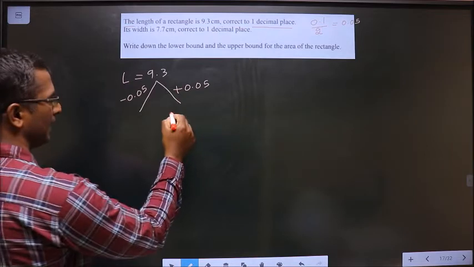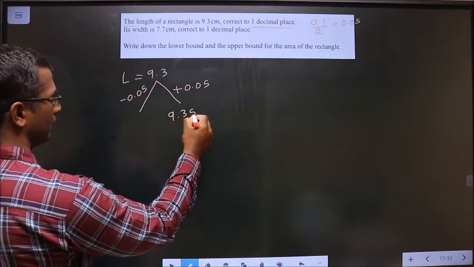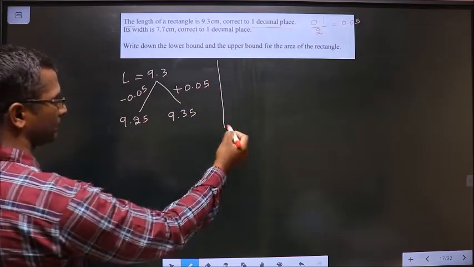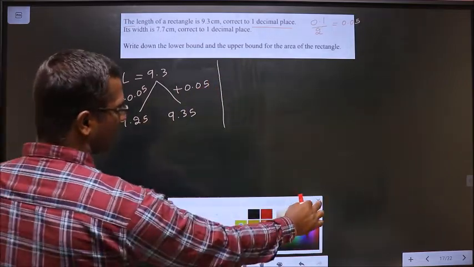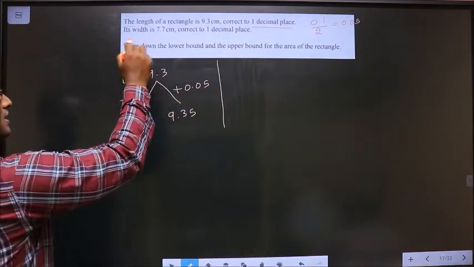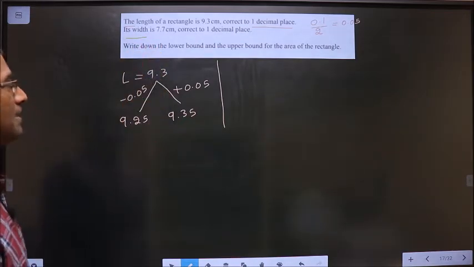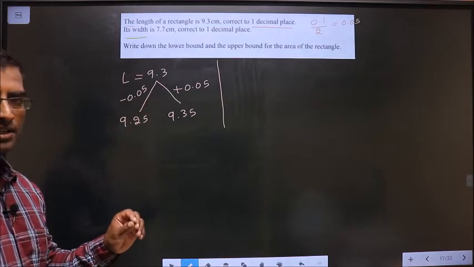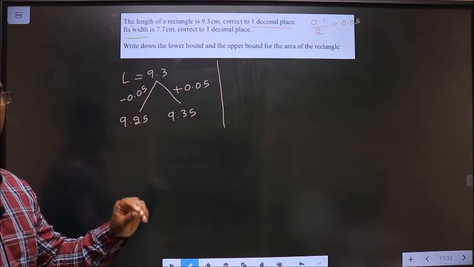Okay, now when I add I get 9.35. When I subtract I get 9.25. Let's continue. Its width is 7.7 centimeters, correct to one decimal place. So now let us write the lower and upper bound for 7.7.